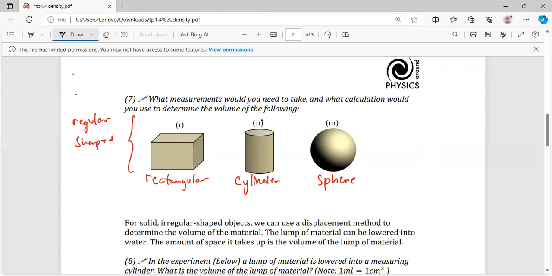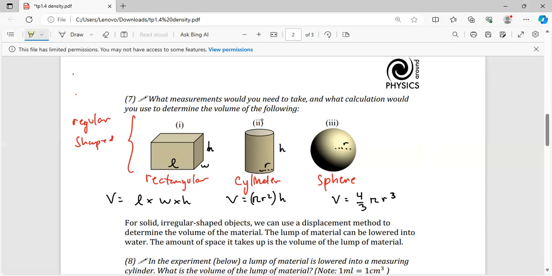What's the formula? The rectangular volume is length multiplied by the width and the height, and the cylinder has the radius and height. This is the radius. So the volume of a rectangular block is very easy: multiply those 3 variables, length multiplied by width multiplied by height. For the cylinder it is pi r squared multiplied by height, and for the sphere we use 4/3 pi radius cubed. That's the formula of its volume.